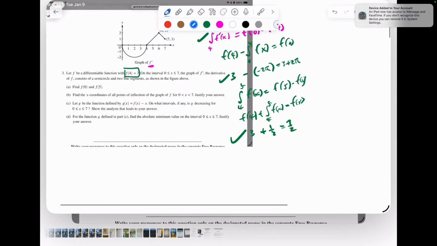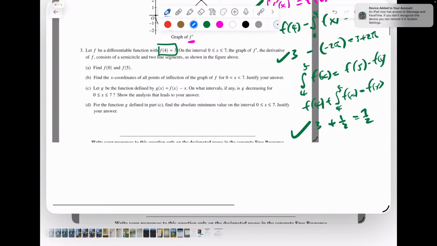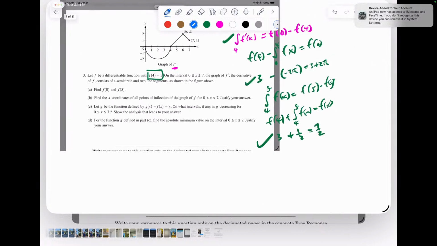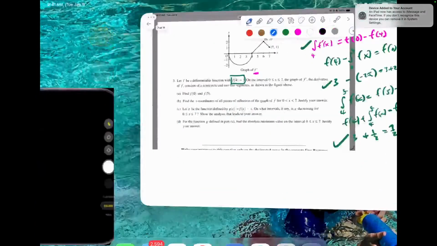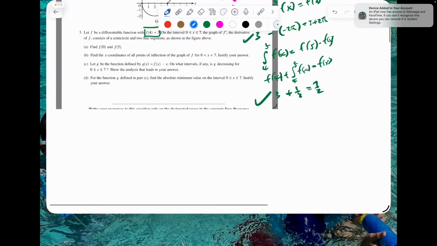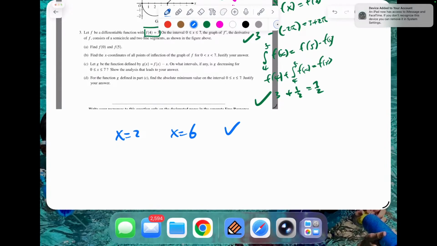And this is just 3 points right here. Then the second one, we're gonna go to x coordinate for all inflection points. So x equal to 2 and x equal to 6. Did you guys get that? So that's another point. Why?